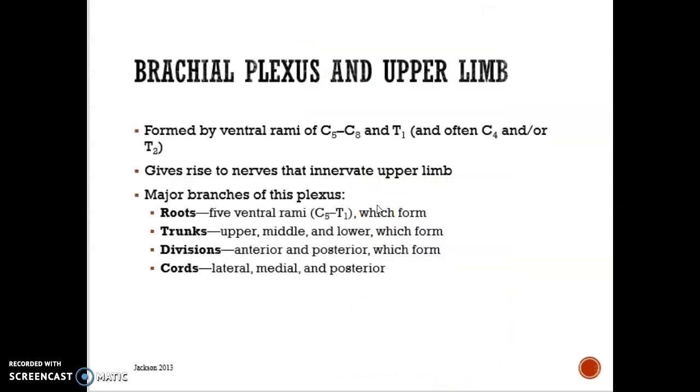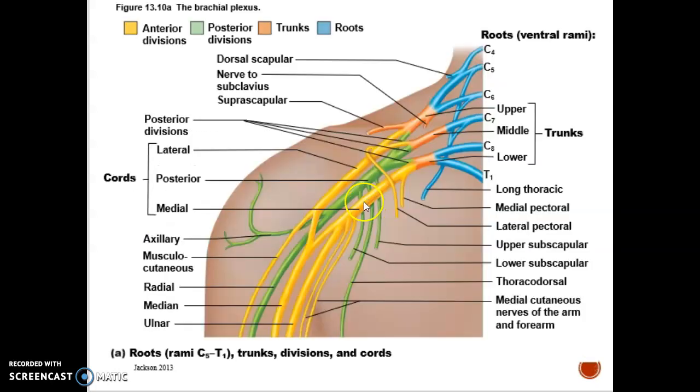The brachial plexus is, of course, going to the arms, giving rise to the innervation of the upper limbs, C5 through C8 and T1. Notice that it does have major branching. There's roots and trunks and divisions. Let me show you what those look like.